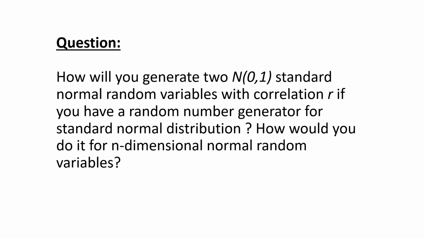How will you generate two standard normal random variables with correlation R if you have a random number generator for standard normal distribution? How would you do it for n-dimensional normal random variables?